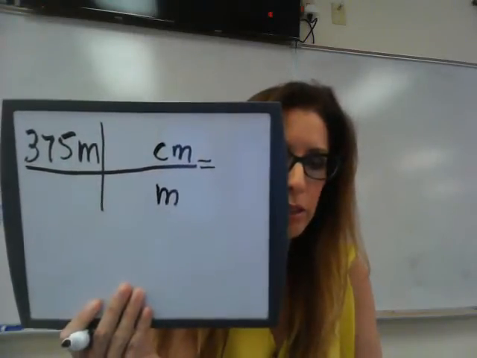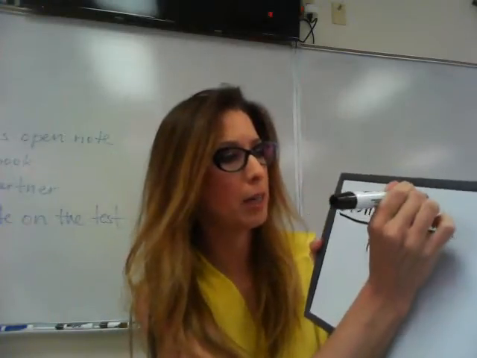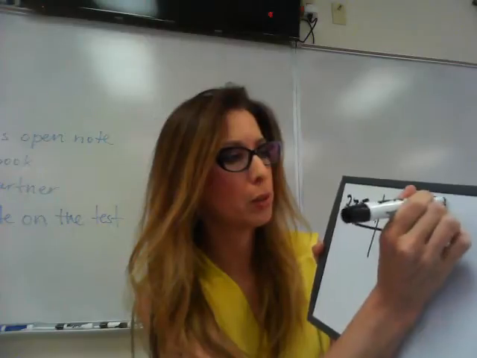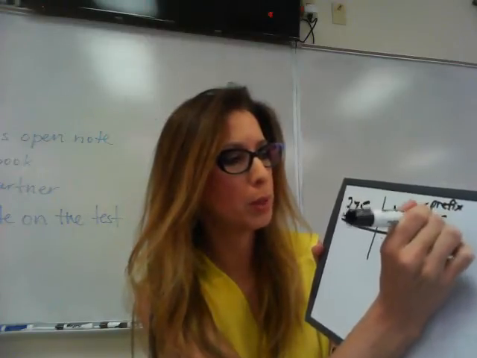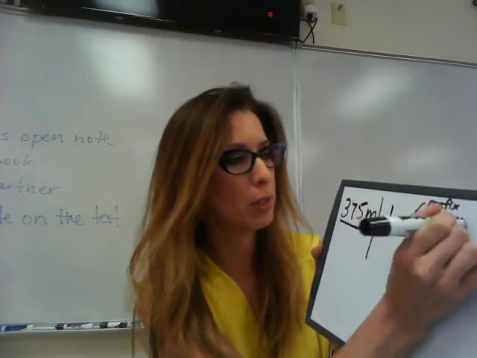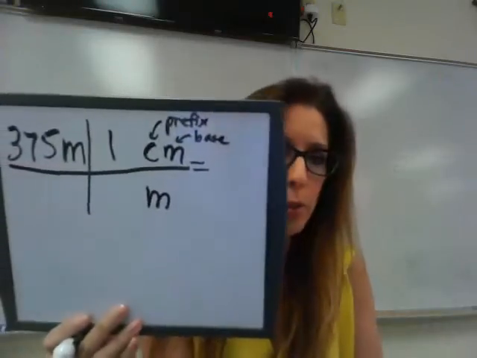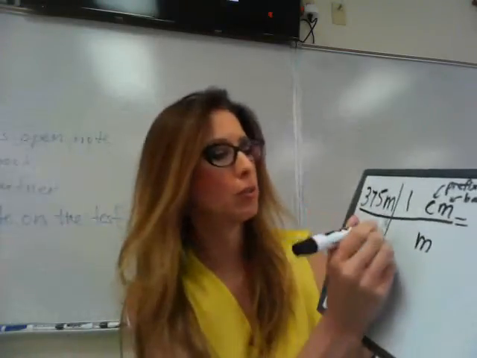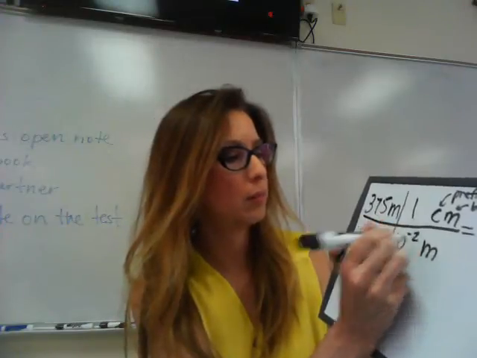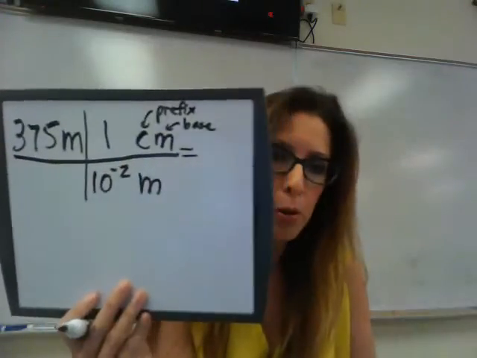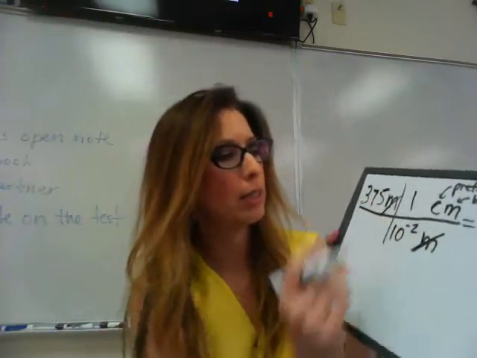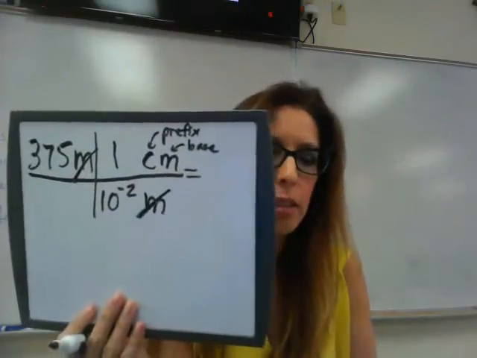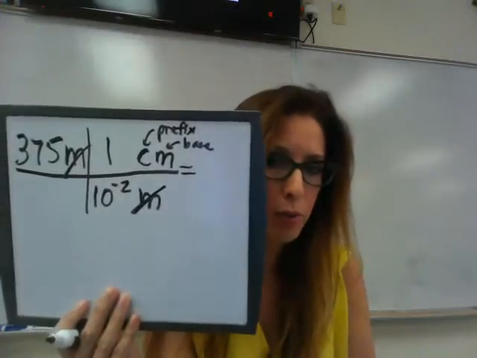We write the number 1 where the prefix is, which is up on top this time because I'm converting to a unit with a prefix in it. Remember, when you have 2 letters in your unit, the first letter is the prefix. Centi stands for 10 to the negative 2. So we put it there. And then meters is going to cancel. And this time I'm dividing because the power of 10 is on the bottom.